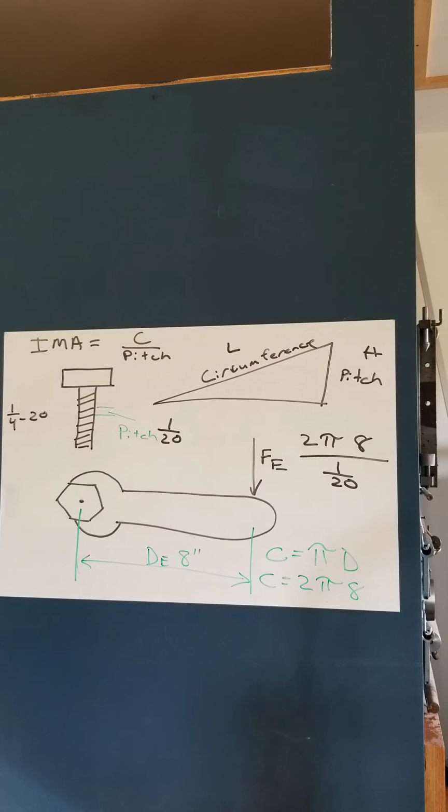For the IMA formula, you need to know the pitch, which is 1 divided by the threads per inch. You need to know the length of the lever arm, which in this case is 8. Put it into the formula for circumference and solve.